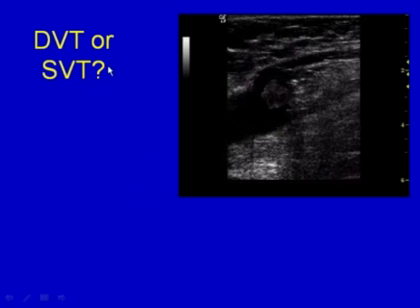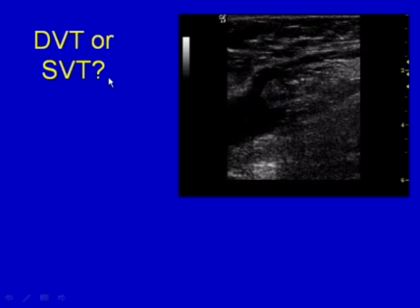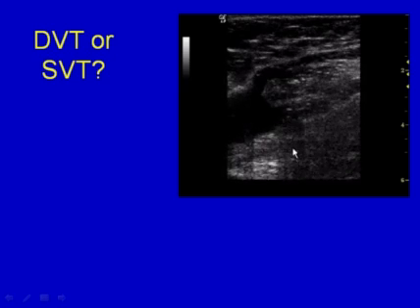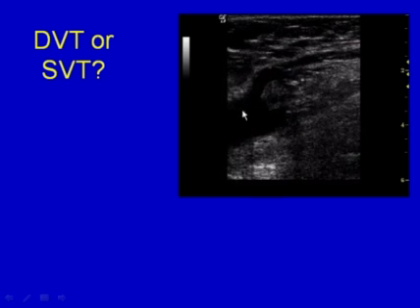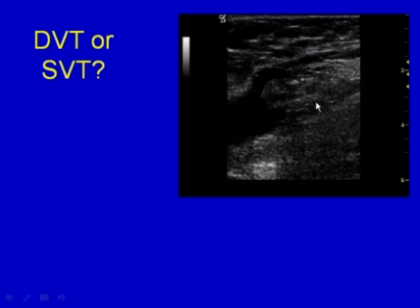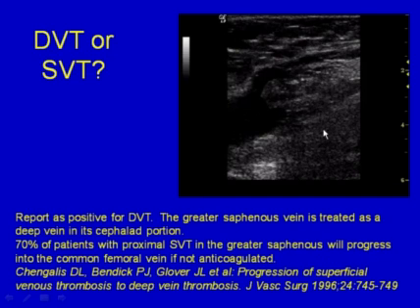Okay, so an unknown for you: is this a deep vein or a superficial femoral vein thrombosis? I'll give you the clip again. We're located up in the common femoral vein here, and this is a large clot which is in the saphenous vein, and we will report this as positive for a deep vein thrombosis because the greater saphenous vein is treated as a deep vein in its cephalad portion. In those very distal 2 centimeters, or the most cephalad 2 centimeters of the saphenous vein, you want to make sure that the clinicians treat this patient as a DVT.